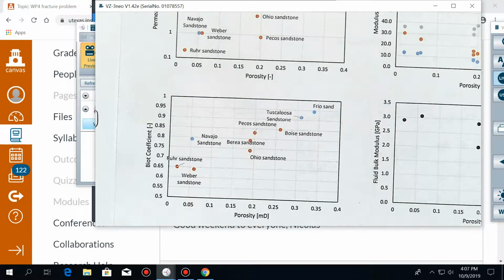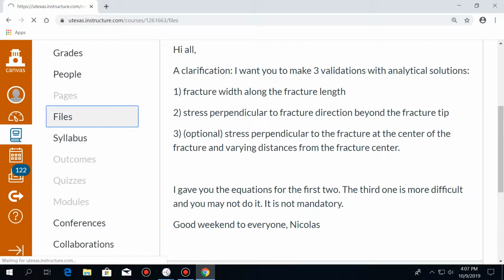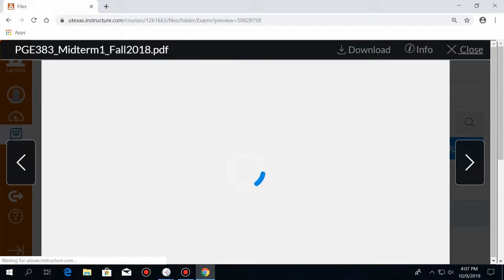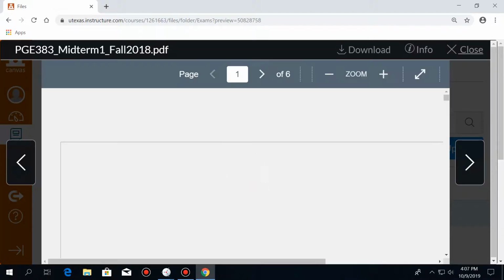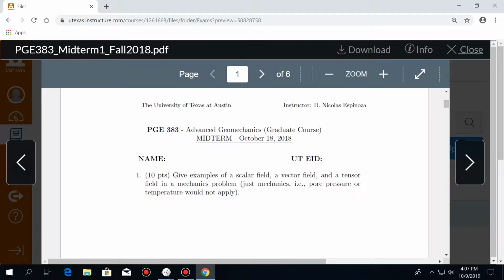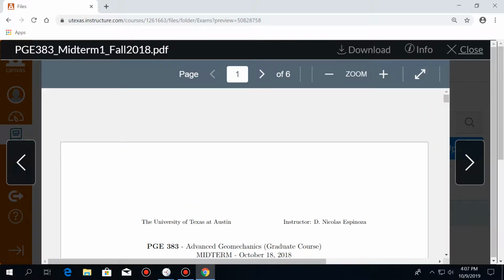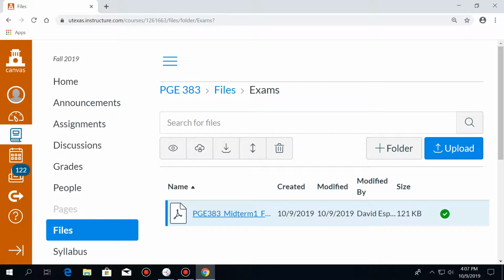All right, so one more thing that I wanted to clarify, and I wanted to let you know, is that I have good news for you. I have uploaded the midterm from last year, so you know what to expect next week. All right, so just go through the midterm, and you're going to get very similar questions. Not the same, but very similar. So make sure you check it out. Okay, you guys had some question?